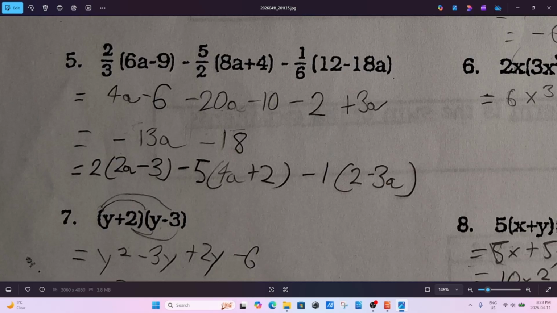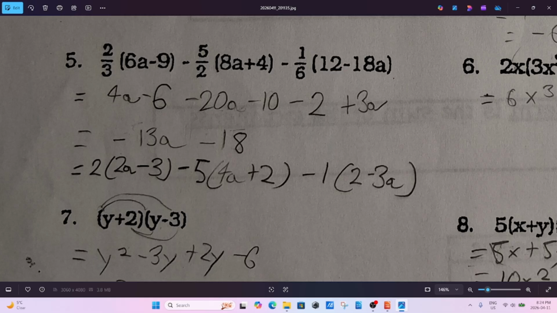Now we're going to go to question 5. 2/3 (6a minus 9) minus 5 over 2 (8a plus 4) minus 1 over 6 (12 minus 18a) is just 4a. So you do the 2 times 6 divided by 3, which is 12 divided by 3, you get 4a. You have 2 times 9 is 18, 18 divided by 3, you get a 6 here, so it's a negative 6. Then you have 5 times 8 is 40, 40 divided by 2, you get negative 20a. And you have a negative sign here because it's a negative 5 over 2.